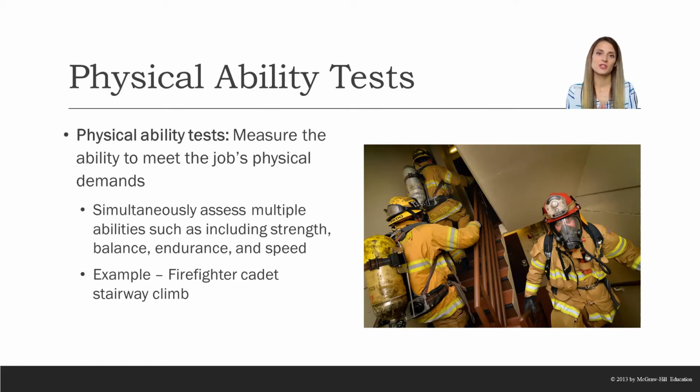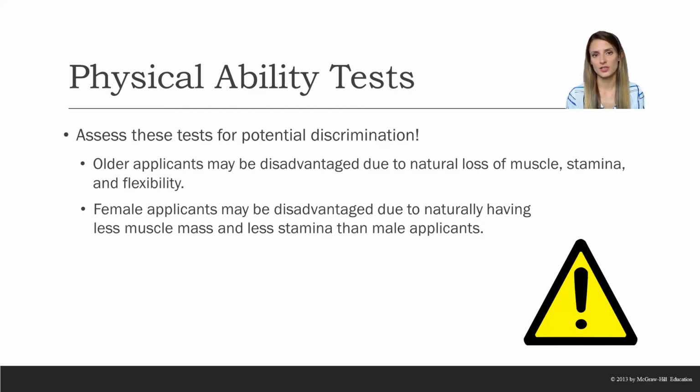This type of test makes sense for any job that requires physical movement. A job analysis is going to tell you which abilities are required and how often those abilities come into play. So we go back to that job analysis and we look at the frequency and the importance of different physical abilities, and we base our test off of the information we collect from that job analysis. Just like any other test, we have to make sure that our physical ability tests are not discriminating against one group over the other.